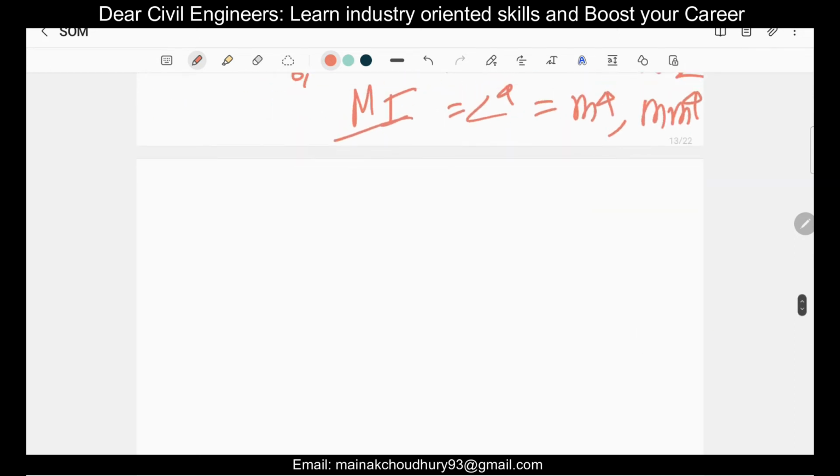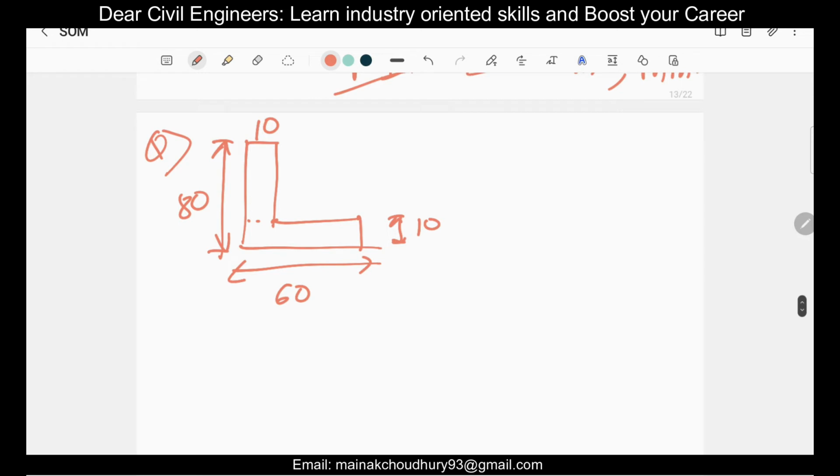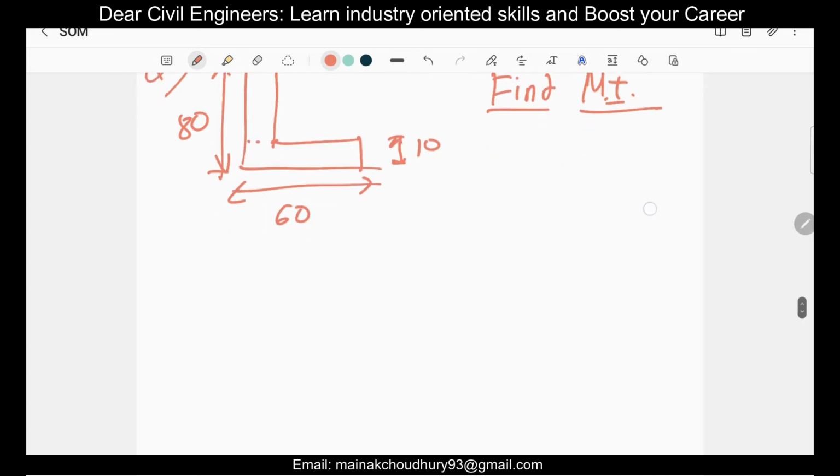So let's do a numerical to solve our doubts. Let's take a very simple numerical and start with an L section, right? Now this is 80, this is 10, and this is 60, this is also 10. So now this is all given in the question, and find your MI, or the MI is not Mumbai Indians, it is moment of inertia.